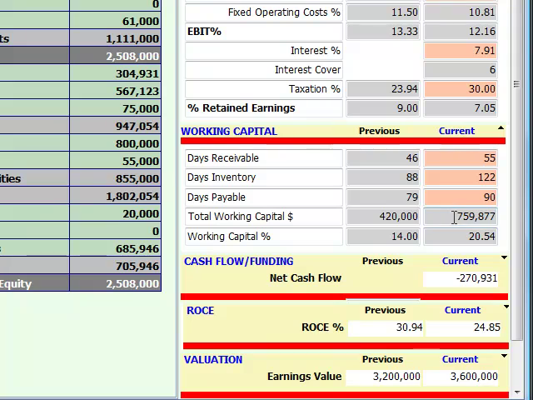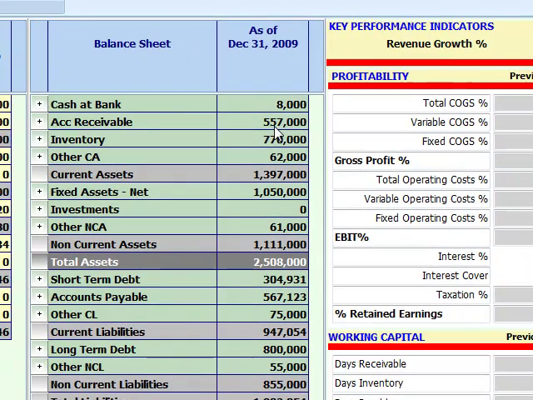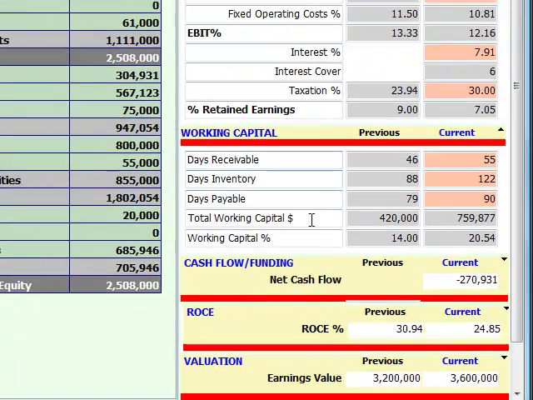So all we've done is we've taken our total working capital, and remember the way we define working capital, and this is why it's important: receivables plus inventories less payables. So there it is. Receivables of 557 plus inventories of 770. And for the accountants in you, go and take out your calculators and check it out. Okay, so 557 plus 770 less our accounts payable of 567 will give you $759,000 for the current period.